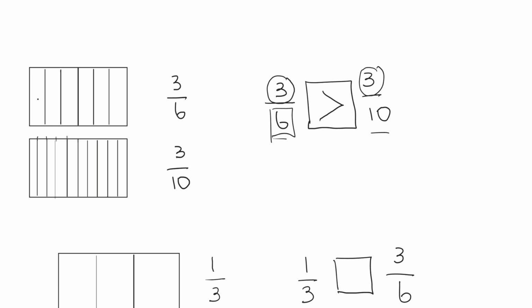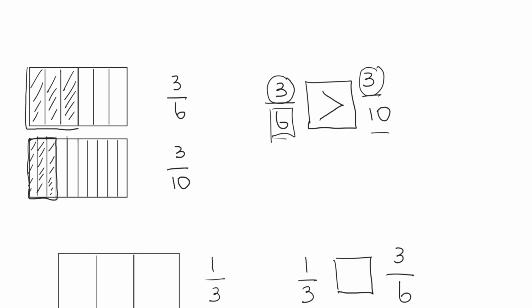So 3 over 6, let's shade this. So this will be 1, 2, and 3. This is 3 over 6. What about 3 over 10? 3 over 10 will be here. I think you can see where I'm getting at. So naturally, 3 over 10 has a smaller combined size compared to 3 over 6.